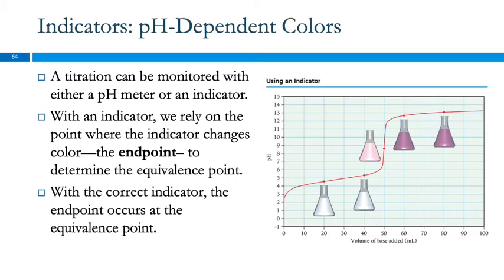When we are using an indicator, we are relying on the point where the indicator changes color to determine the equivalence point. So the end point of the titration is where the indicator changes color. The equivalence point is where an equal number of moles have been added. They are not necessarily exactly the same. If we choose well with our indicator, they will be close enough that we won't care about the difference. But the end point and the equivalence point are slightly different. They're definitely different in concept.